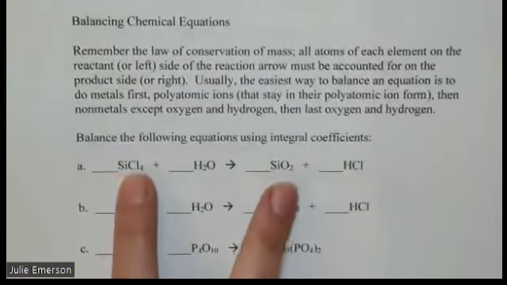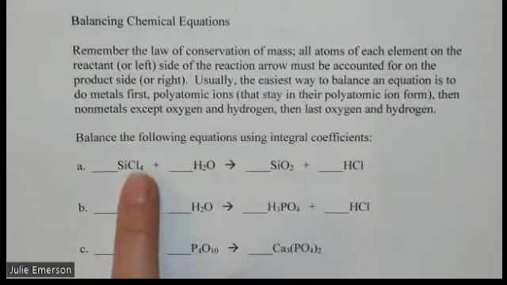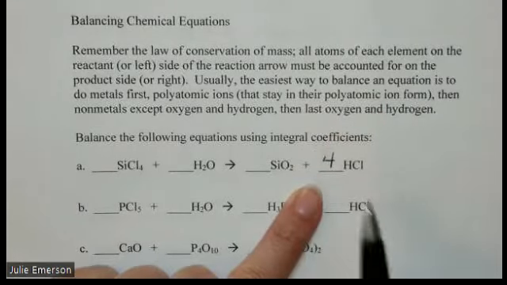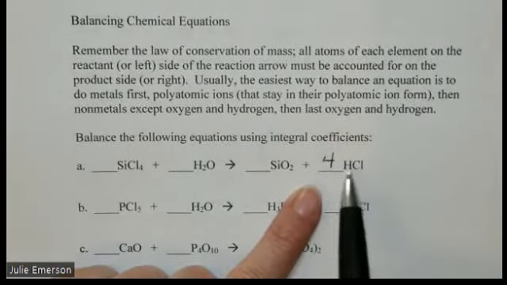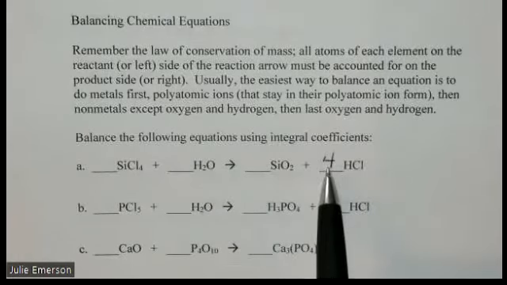If I go to the chlorine next, just going in order, there are 4 chlorines on the reactant side, but I've only got 1 here on the product side. So I need to multiply the HCl by 4. Now that 4 gives me the 4 chlorines, but it also gives me the 4 hydrogens. So the big thing here is understanding the purpose of the subscript versus the coefficient.